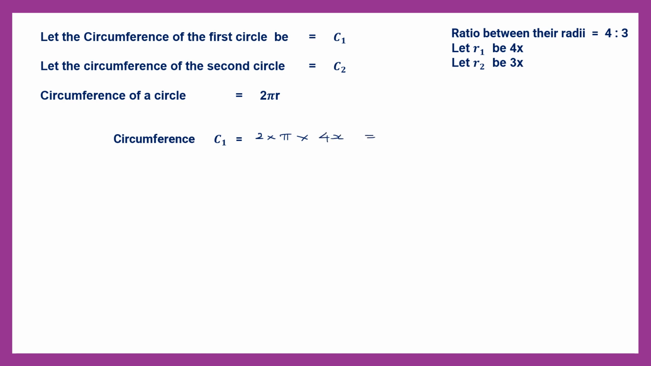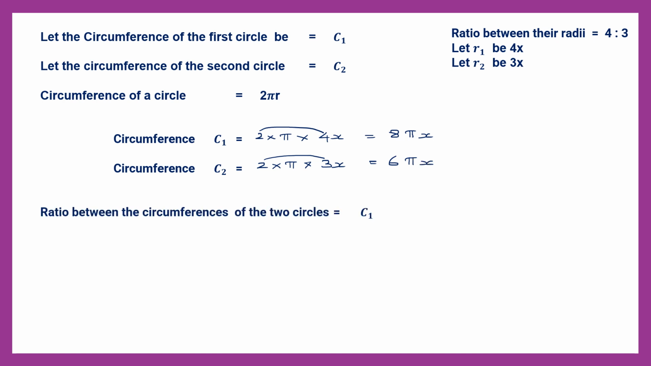Now let's multiply the numbers. 2 into 4 is 8 and we have pi and we have x. So this is the circumference of the first circle. Now, the circumference of the second circle C2 will also have the same formula, 2 into pi. This time r is 3x. So let's multiply the numbers here, 2 into 3, which is 6. So 6 into pi into x.